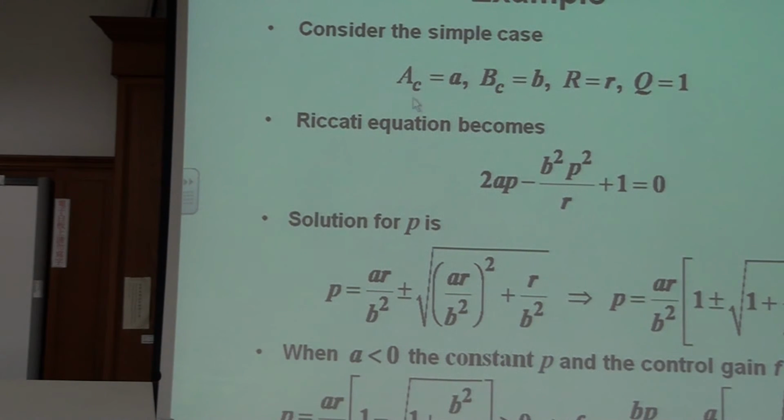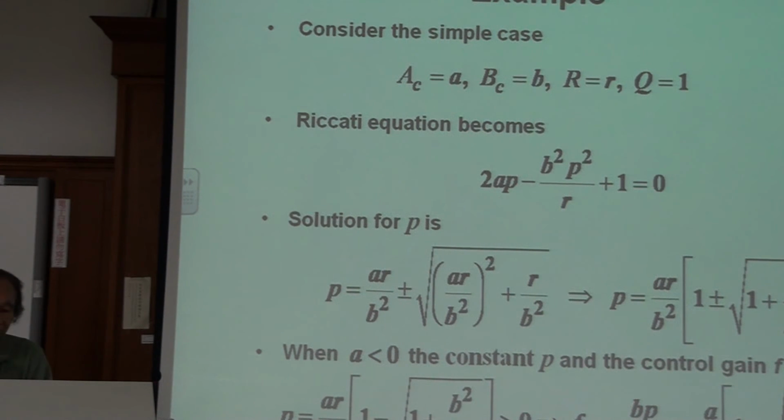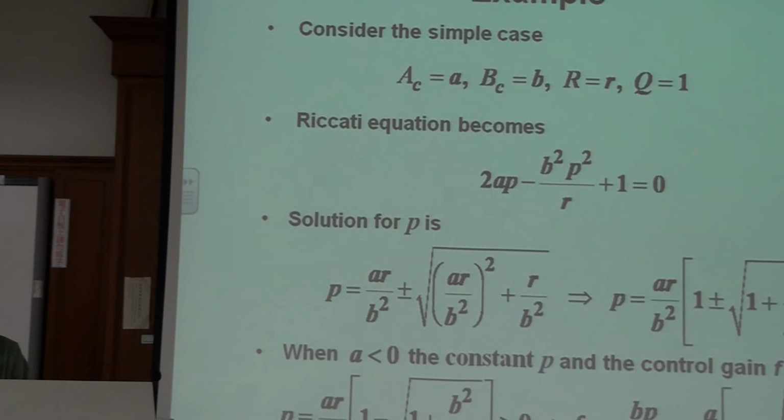Now A plus BF doesn't always hold for A negative because BF isn't 0. If you look at this, B is positive, P is positive, R is positive, so F is negative. True? That's the example. This exact example is the same example I used when I began the optimal control class.